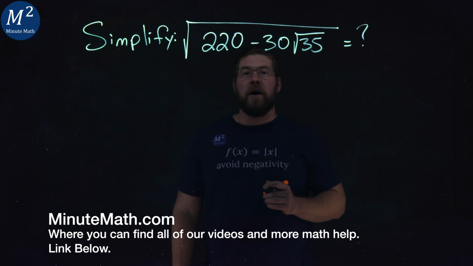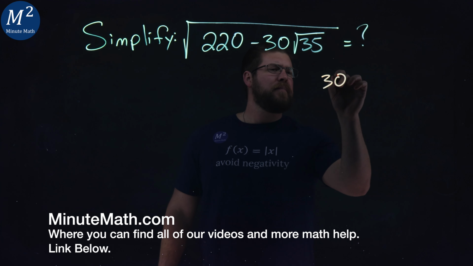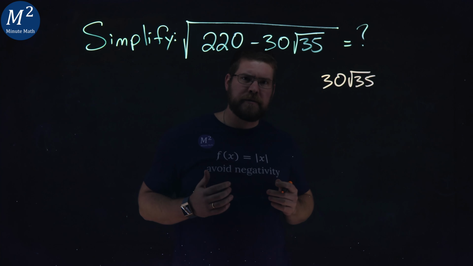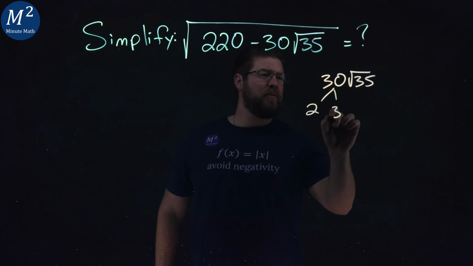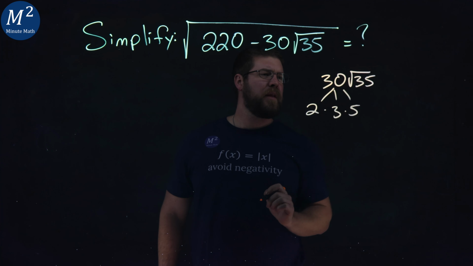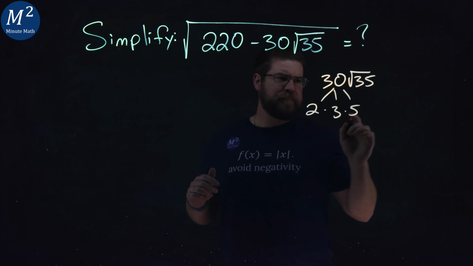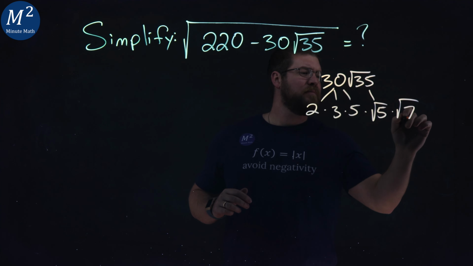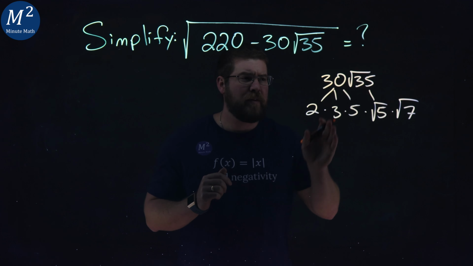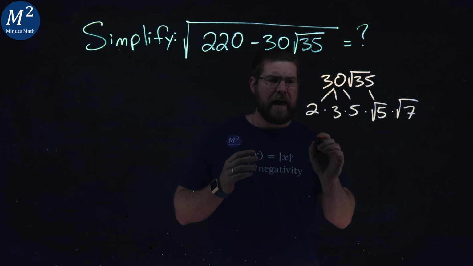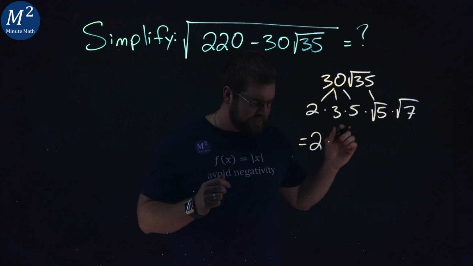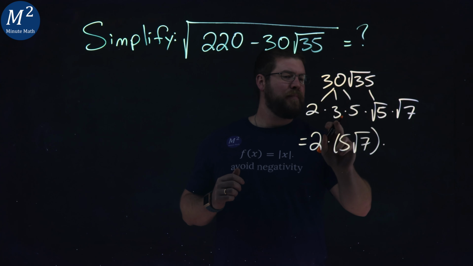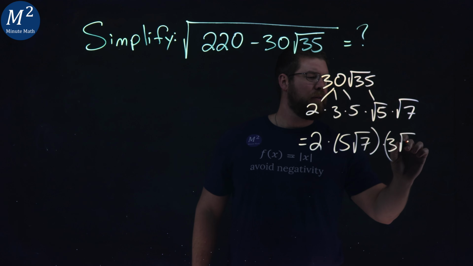Let's start with 30 square root of 35. Let's write that down. Let's write the factors of this. Well, 30 is 2 times 3 times 5, right there. Now what about the square root of 35? That is the square root of 5 times the square root of 7. So we can rewrite this 30 square root of 35 as 2 times 5 square root 7 times 3 square root of 5, grouping the 5 and the square root of 7 and the 3 and the square root of 5.